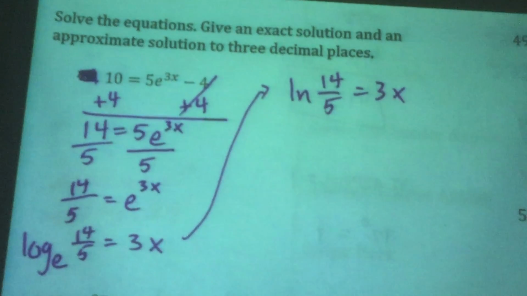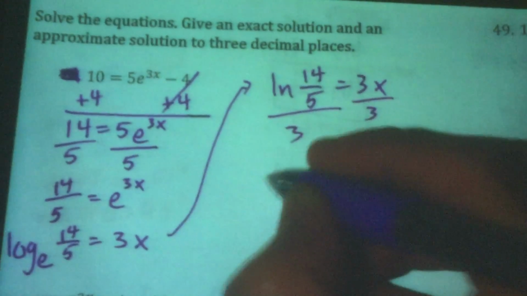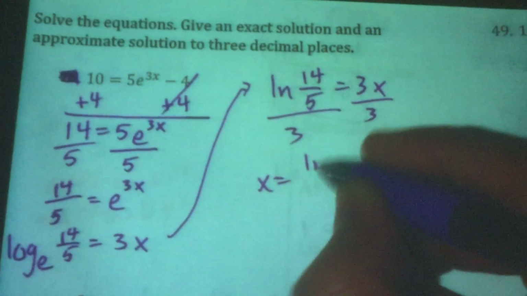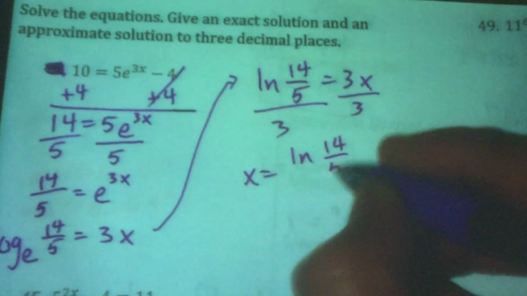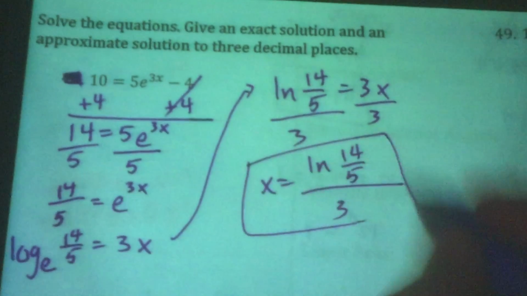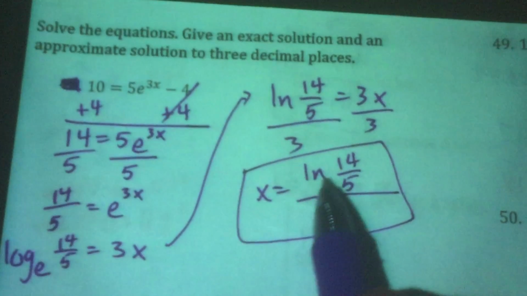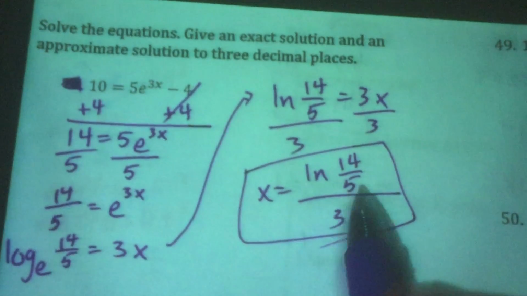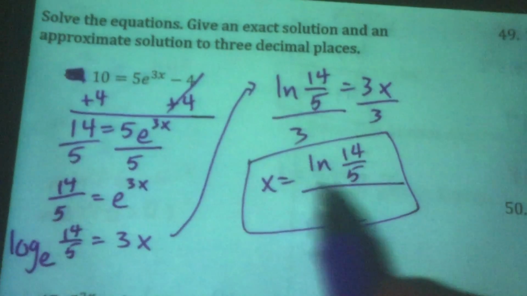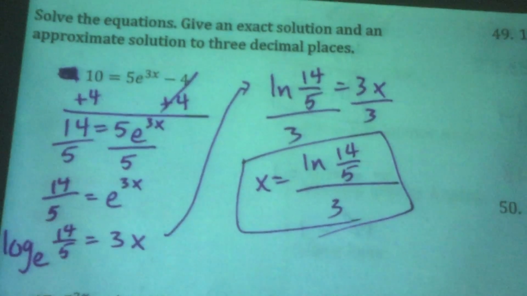And finally, to isolate the x, I'm going to divide by 3. And so x equals ln of 14 over 5, over 3. That is the exact answer. Another way you could write that is x equals ln of 14 minus ln of 5 all over 3. Because you could write this as ln of 14 minus ln of 5. See the quotient there? That is the exact answer.